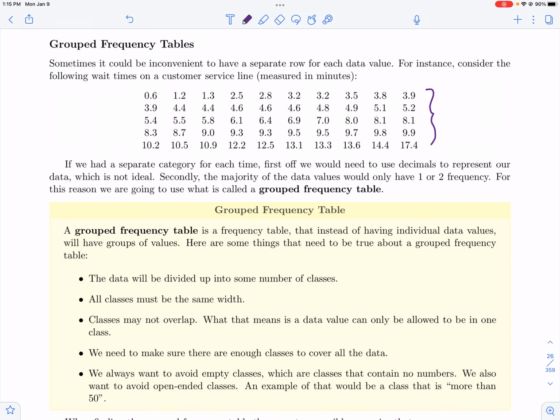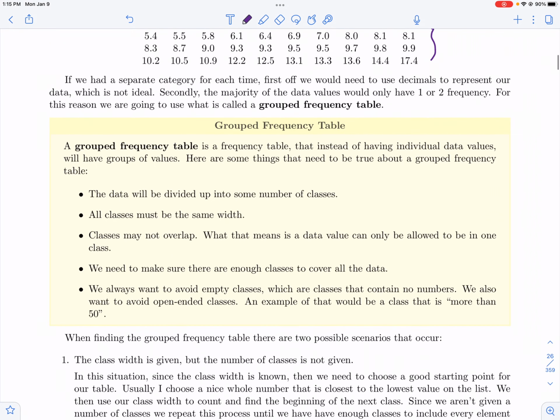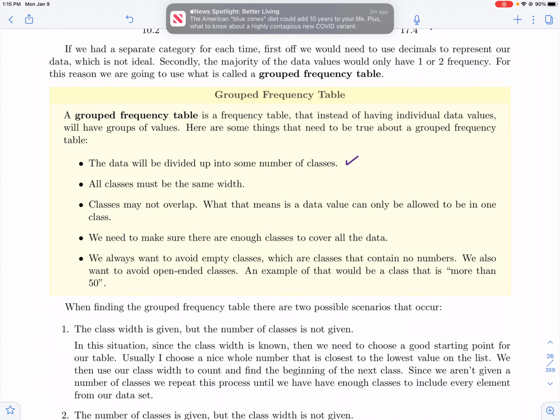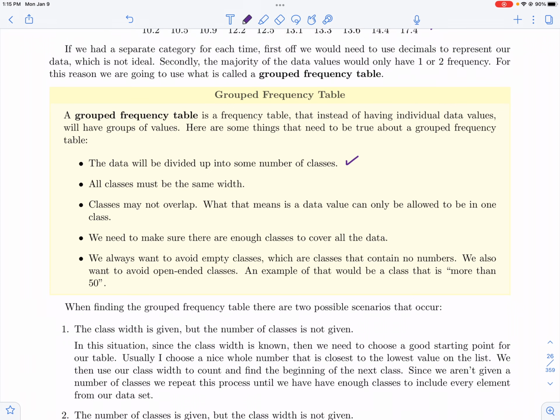So when we're looking for our group frequency table, again, what we're going to do is divide them up into some number of classes. That's either going to be given to us, or if we're doing it ourselves, we can decide how many classes we actually want to make. So you'll have to just look and see what the problem asks for.